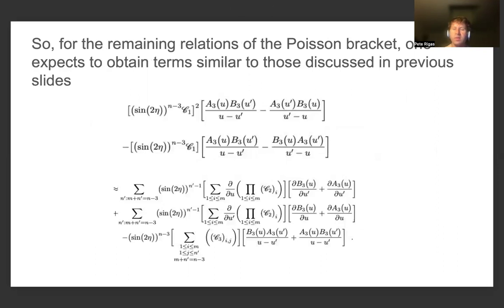And so, for the remaining relations of the Poisson bracket, one expects to obtain terms similar to those discussed in the previous slide, in which we had mentioned in the first Poisson bracket, we had the sine of 2 eta to the factor squared, which also included a script C1, which was multiplied by this difference of 2 terms. And then for the second Poisson bracket, we just had raising the sine of 2 eta term to 1 power instead of squaring it, given by multiplying it by the same difference.